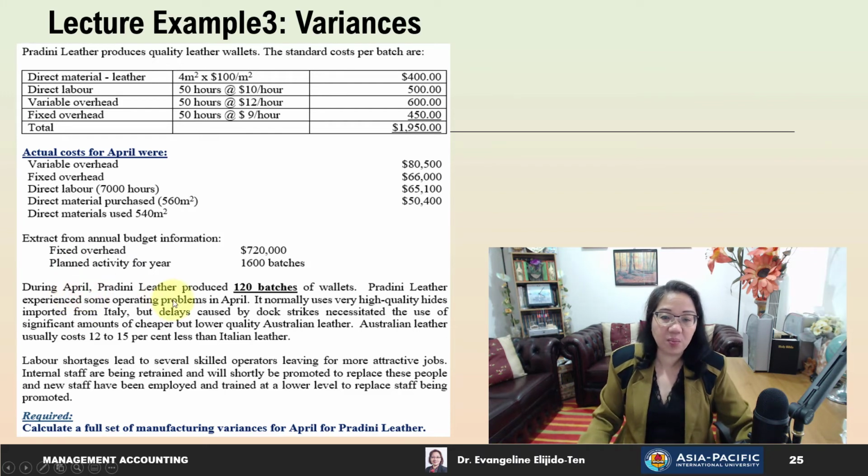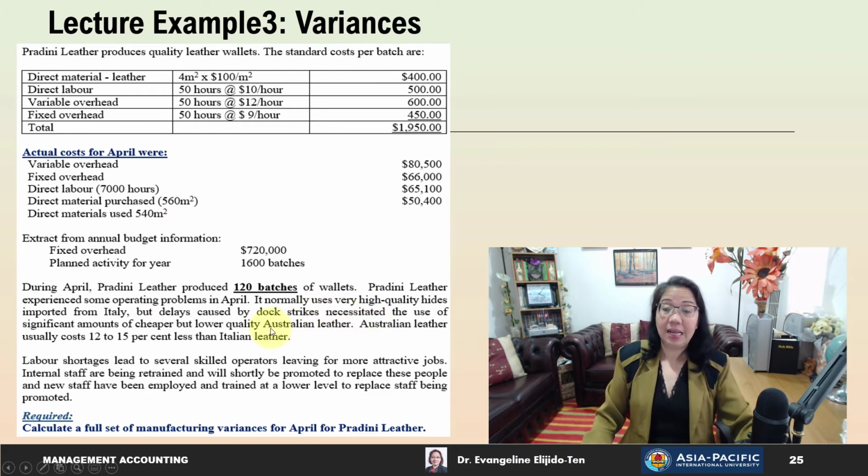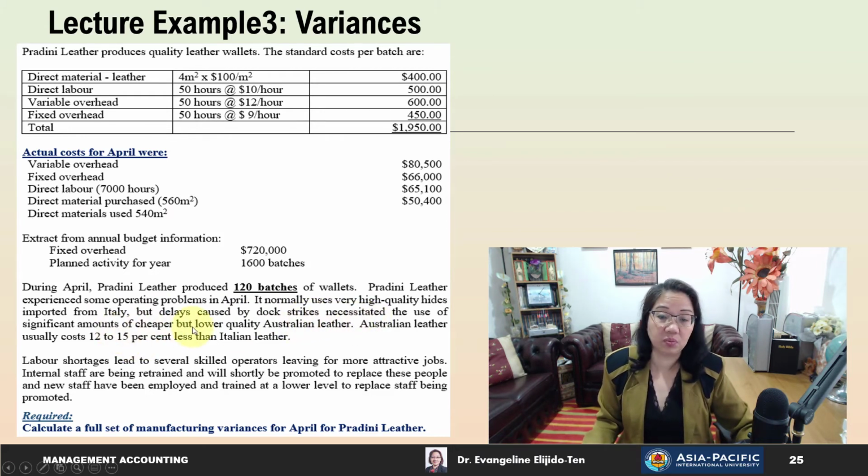During the month of April, Pradini Leather produced 120 batches of wallets, so that is the actual volume. We are also told that Pradini Leather experienced some operating problems in April. They normally use very high quality hides imported from Italy, but delays caused by dock strikes necessitated the use of significant amounts of cheaper but lower quality Australian leather. Australian leather usually costs 12 to 15% less than Italian leather.